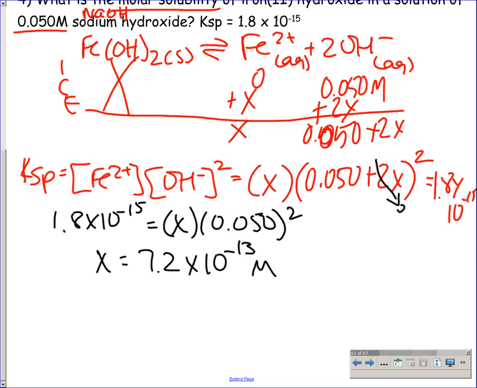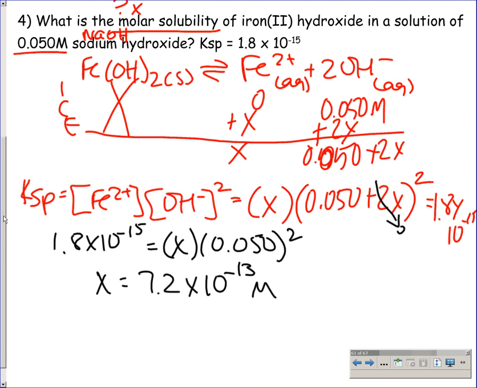All right, so did we solve for molar solubility? Yes, we did. So that is telling us the molarity of the iron 2 hydroxide that dissolves in a solution of sodium hydroxide. So if I didn't have sodium hydroxide there, would this number be higher or lower? Higher. Why? Because there's less common ions.